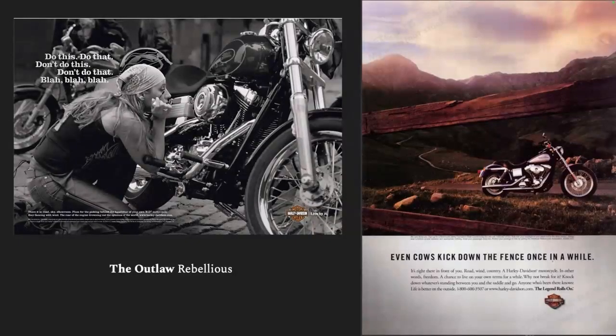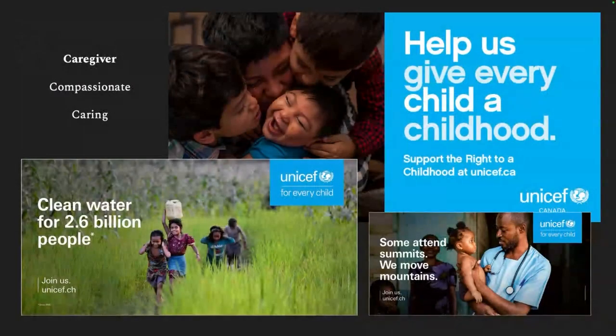Even a cow kicks the fence once in a while. Means to say the cow is in a farm, right? Even a cow sometimes will kick the fence to break away, right? So they are selling you this idea of being rebellious, being free, okay? And then you have UNICEF, right?